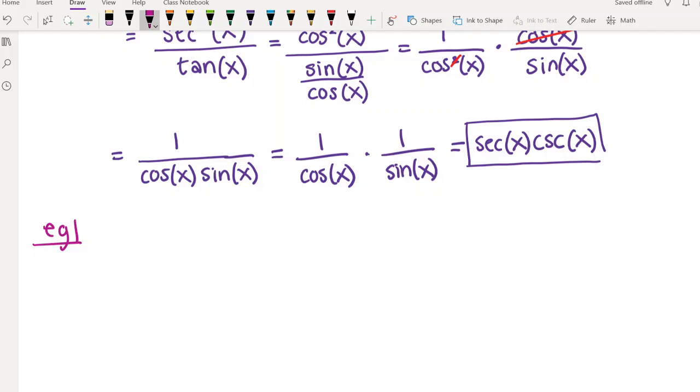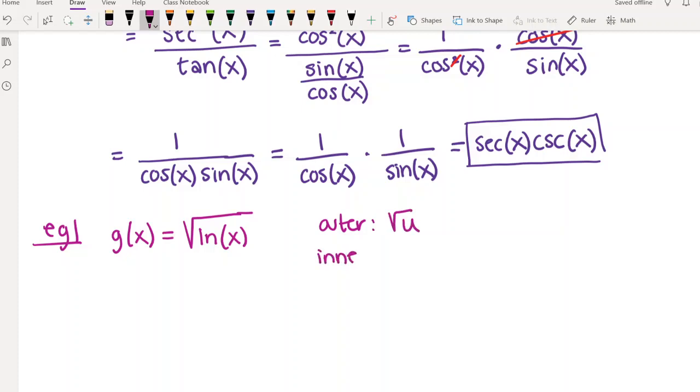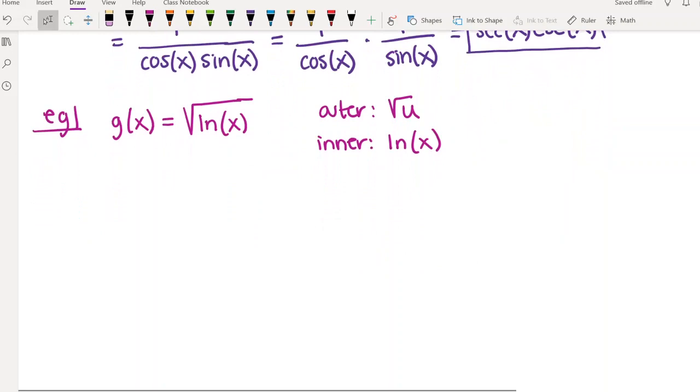Okay, so I want to do a few more examples. So let's now do g of x is equal to the square root of ln of x. In this case, we're also going to have to use the chain rule, right? But this time things are kind of flipped. So in this case, the ln is on the inside. So the outer function is going to be square root of u, and the inner function is ln of x. So when we take the outside derivative, maybe let's rewrite this as ln of x to the 1/2.